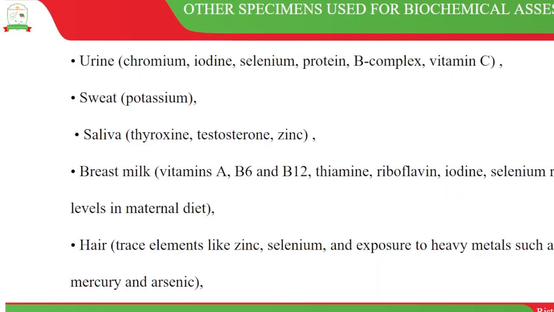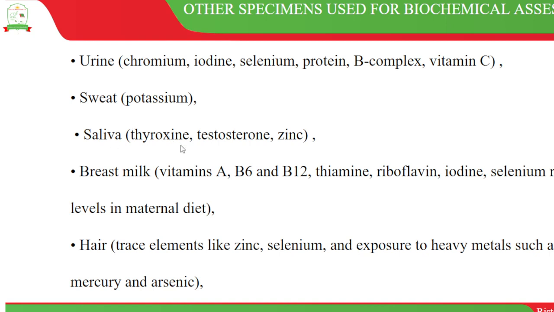Other specimens that can be used are urine and sweat. In urine you can assess chromium, iodine, selenium, protein, B complex vitamins, and vitamin C. I hope I'm not talking about something new when I mention B complex vitamins. And then for sweat, you can find out about potassium levels.